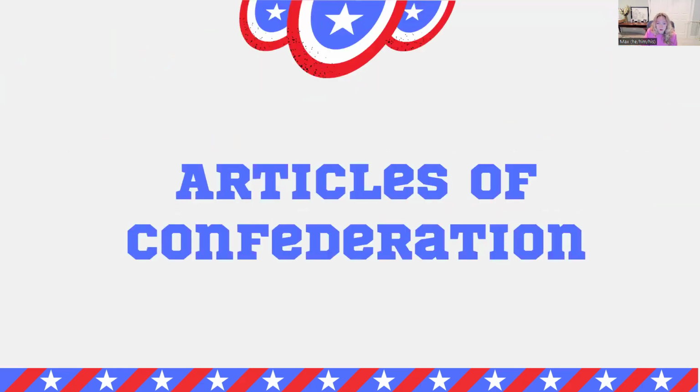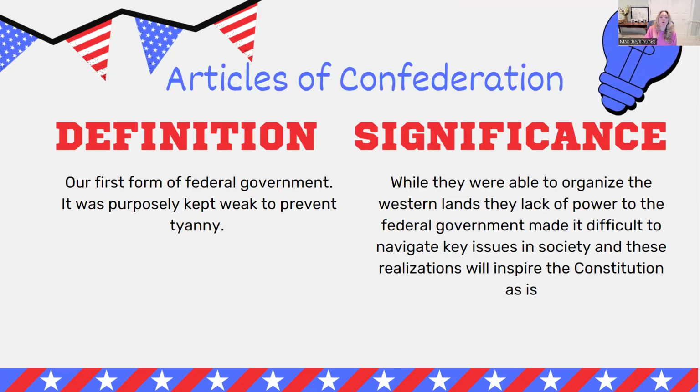All right, so let's talk about what the Articles of Confederation are. The Articles of Confederation were our first form of federal government. It was purposely kept extremely weak and tiny to prevent tyranny, learning from our experiences with Great Britain. So it had very few wins. They were able to organize the Western land with the Northwest Ordinance and Land Ordinance, how we can plot, divide, and sell off that land. It helped encourage westward settlement. Great. However, basically an L in all the other areas.